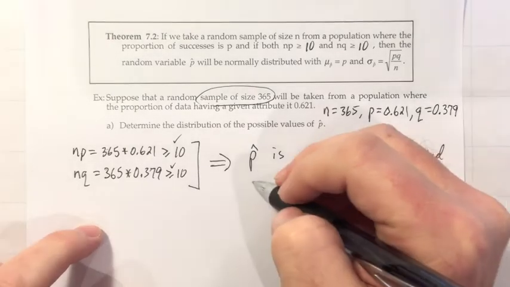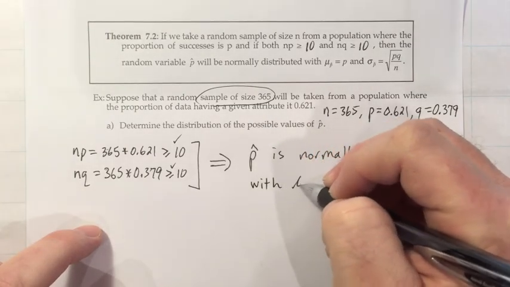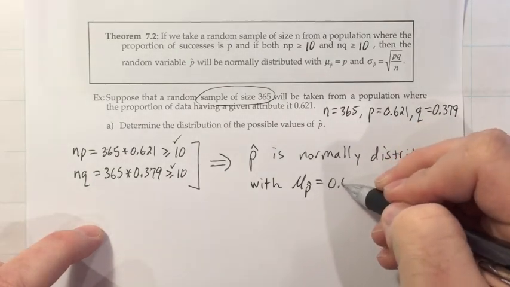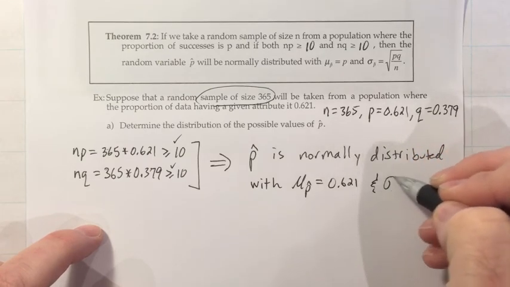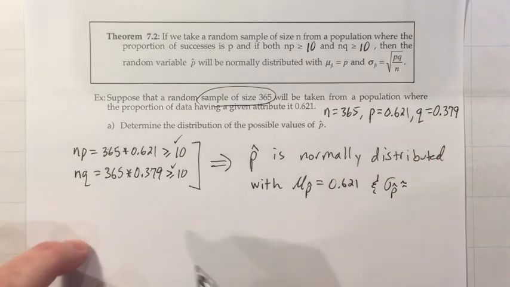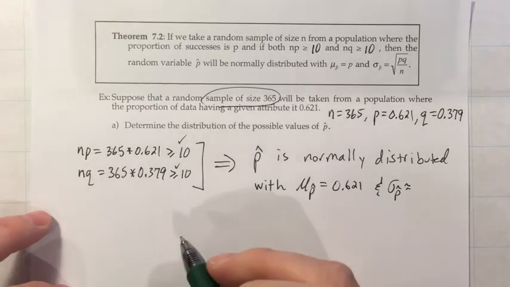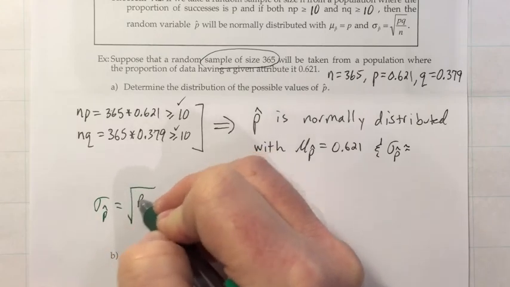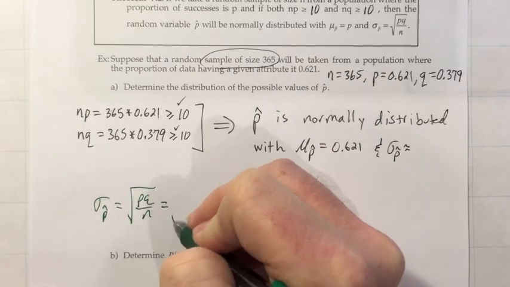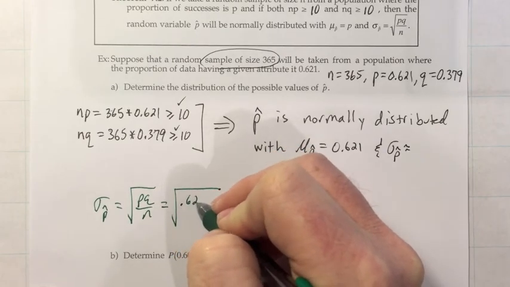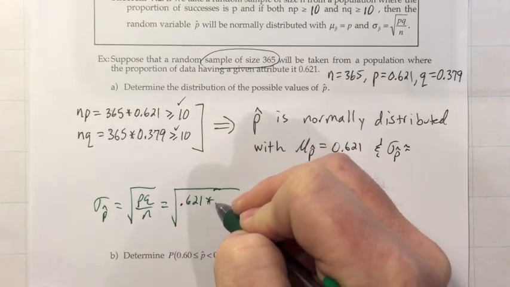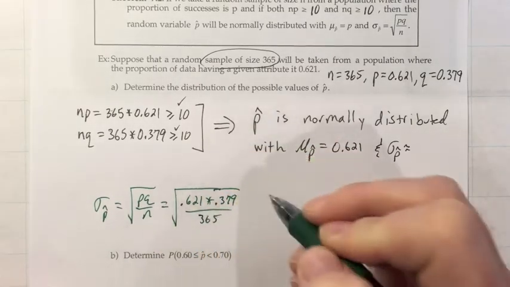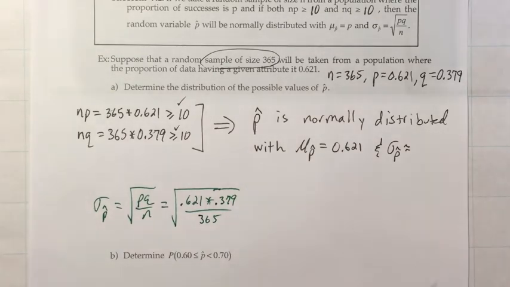p hat is normally distributed with the mean of the p hats equal to p, and p is 0.621. And the standard deviation of the p hats will be approximately, and let's go do some scratch work on the side for that. So sigma of p hat should be the square root of pq over n. That's the square root of 0.621 times 0.379 over 365. And whatever answer we get there, we'll fill in right there.